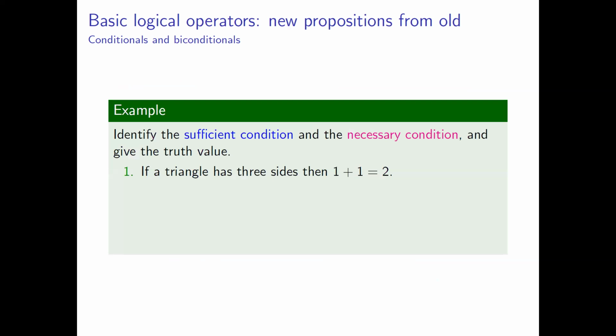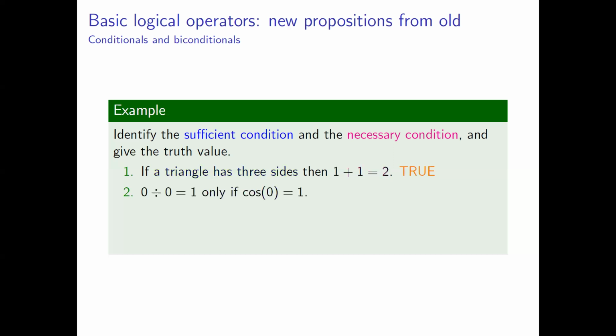In this set of examples, we are to identify the sufficient condition and the necessary condition in each conditional sentence and give the truth value of the sentence. For the first example, we are given the sentence, if a triangle has three sides, then 1 plus 1 equals 2. The sentence is written in if-then form, so it is clear that the sufficient condition is the statement, a triangle has three sides, and the necessary condition is the statement 1 plus 1 equals 2. Both of these conditions are true. Therefore, the conditional sentence is true.